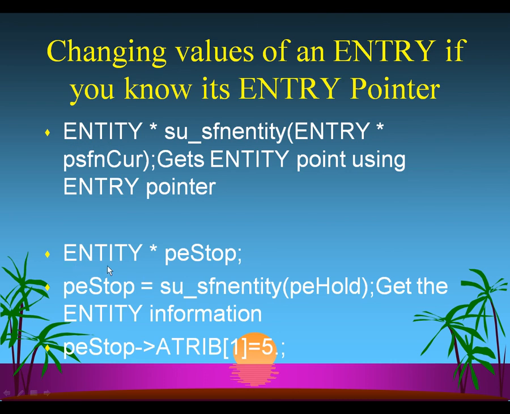So suppose we have defined an entity pointer called PEStop. We know PEHold, maybe this was the entry in the event calendar for the scheduled item, and we can locate its entity pointer using this function, and then we can either modify or check the value of any of the attributes. So PEStop is an entity pointer. We use the entity operator to access the attributes. We can either set them to a value or we can even test their value. So this would be a way of testing whether we have a high priority item in the event calendar for, say, an end of service event.